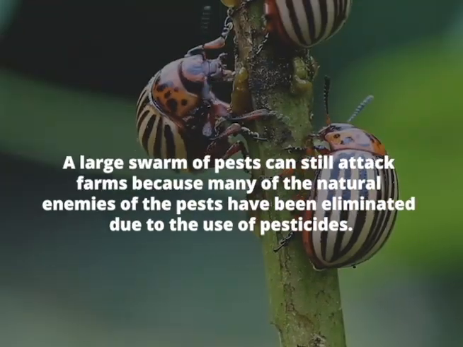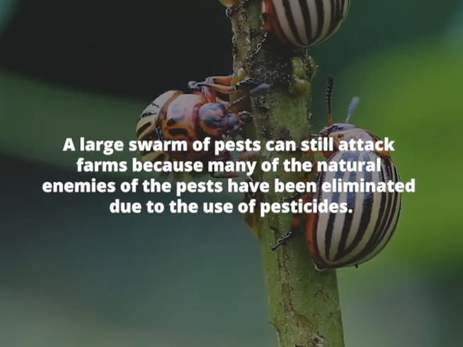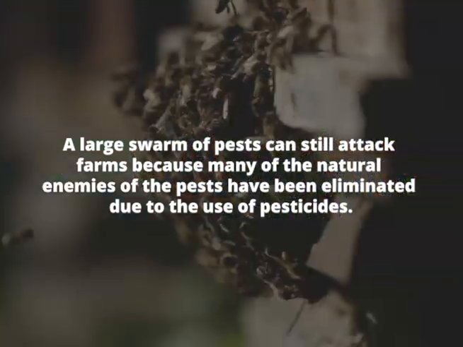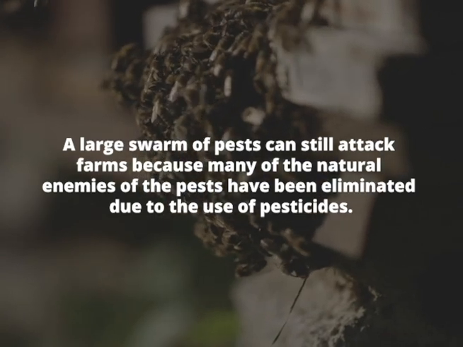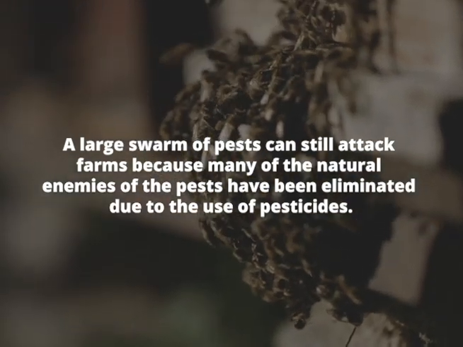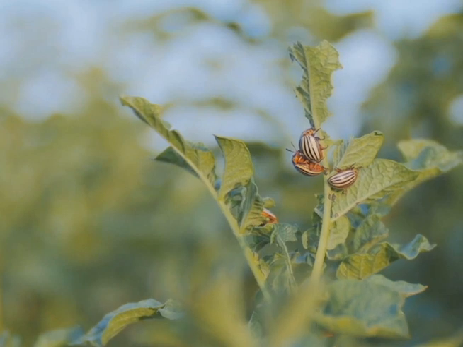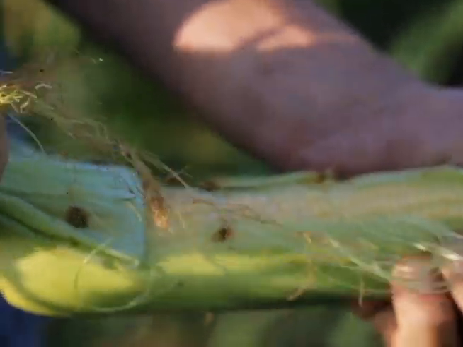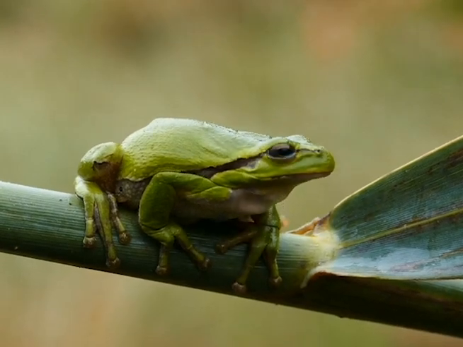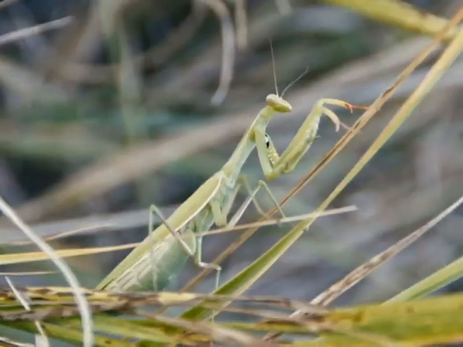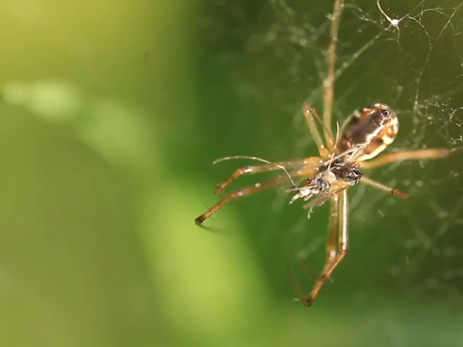Let's compare our answers. Number 1. A large swarm of pests can still attack farms because many of the natural enemies of the pests have been eliminated due to the use of pesticides. The pests may also have developed resistance against the pesticides because of the frequent use of pesticides. Number 2. Any 5 among these: frog, lizard, ladybug, praying mantis, dragonfly, spiders.